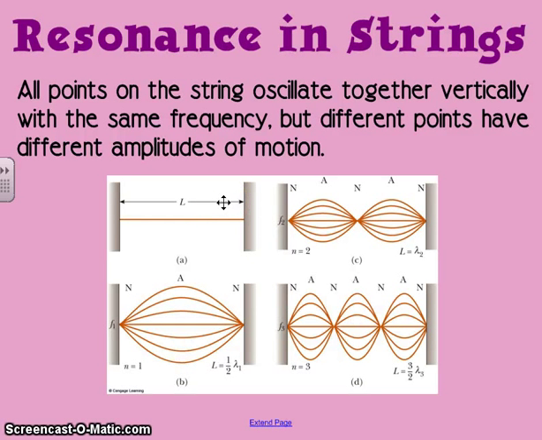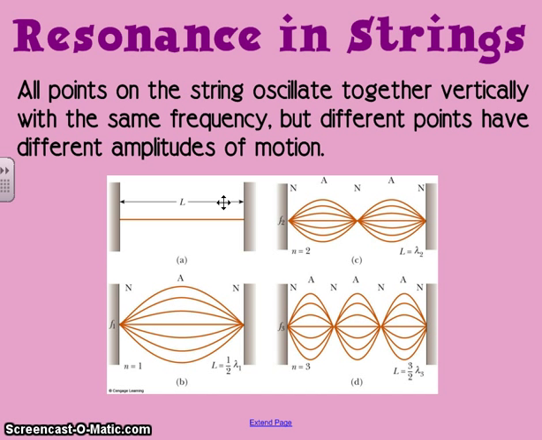So today in class we learned about resonance in strings. As you know, this happens when we have forced vibration at an object's natural frequency. Here we're learning about what happens when you have resonance on musical instruments, string instruments as well as wind instruments.